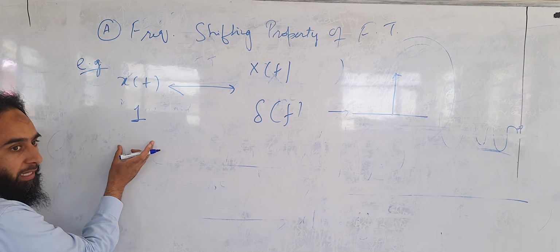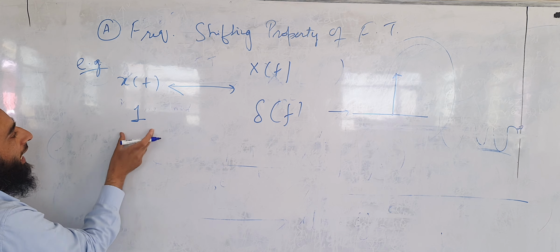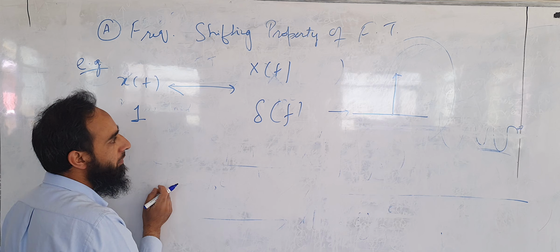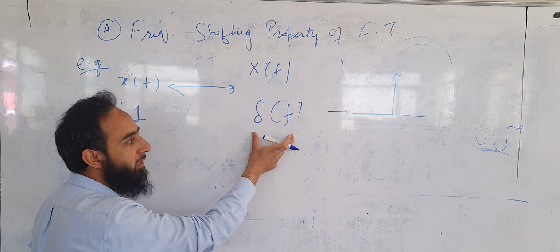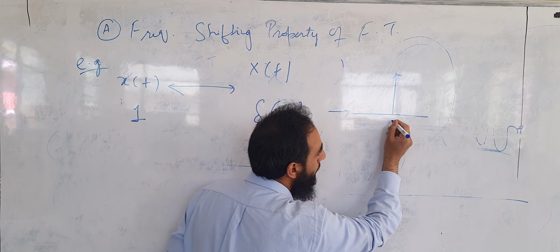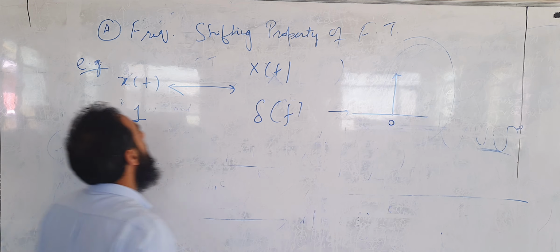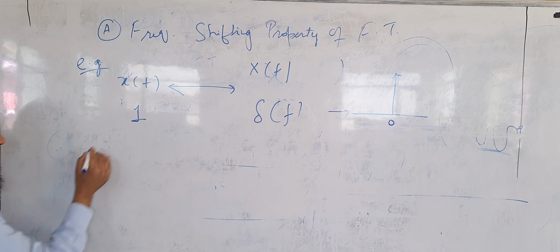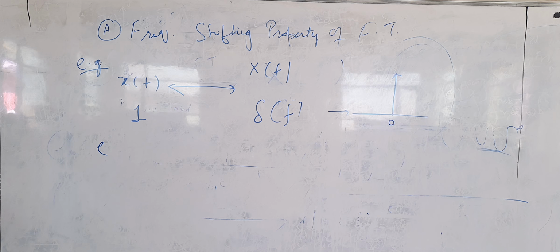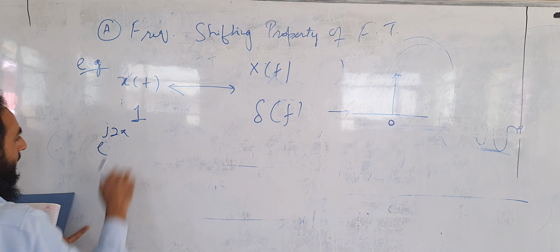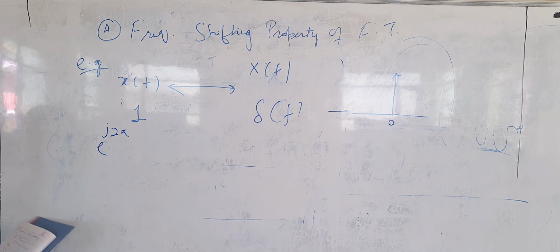Now let's apply that. हमें पता है कि एक x of t अगर 1 होगा, 1 का फोरियर ट्रांसफॉर्म जब हम करते हैं, it is delta. That is a delta function, is an impulse function which is existing at point 0. ठीक? Now, if I say I multiply it by an exponential, कौन सा exponential हमने पहले दिया था? e raised power j 2 pi f naught t.